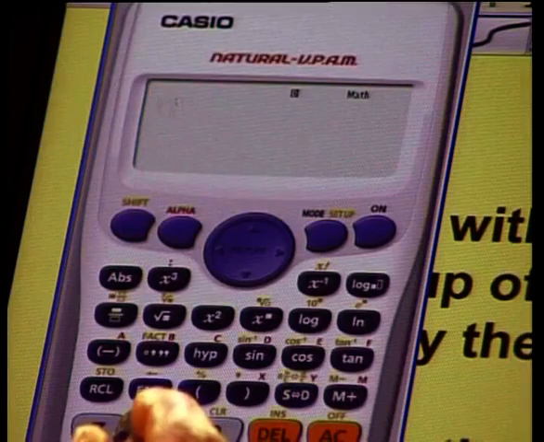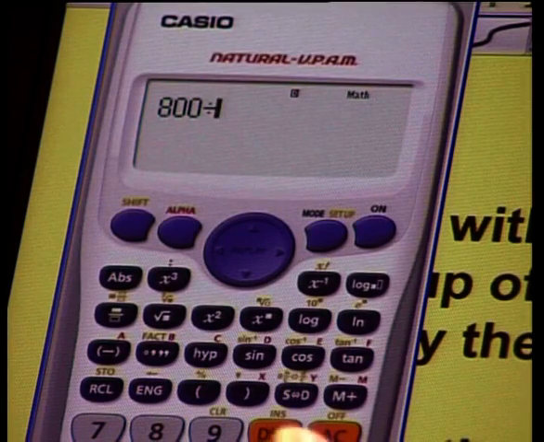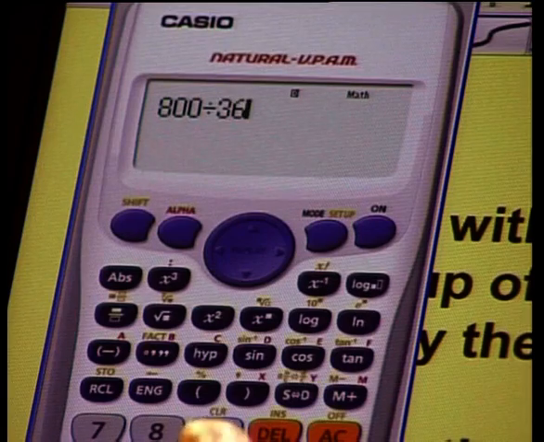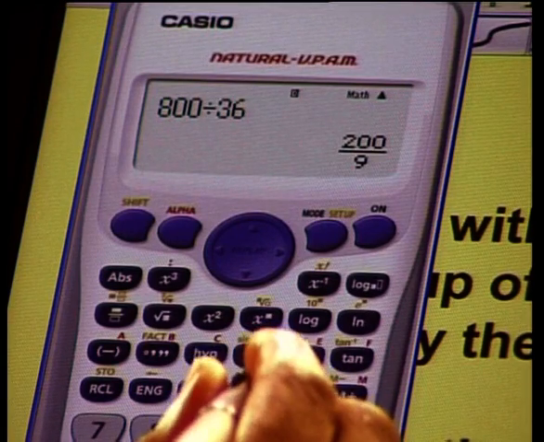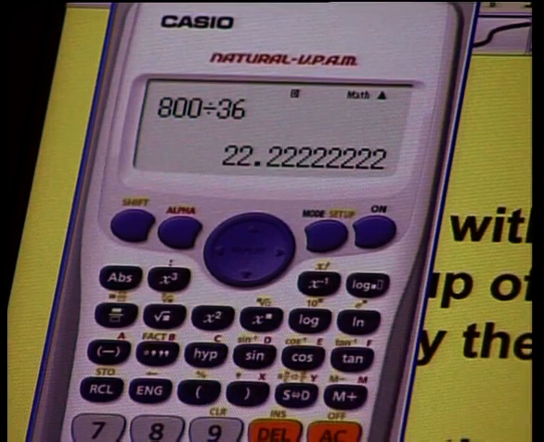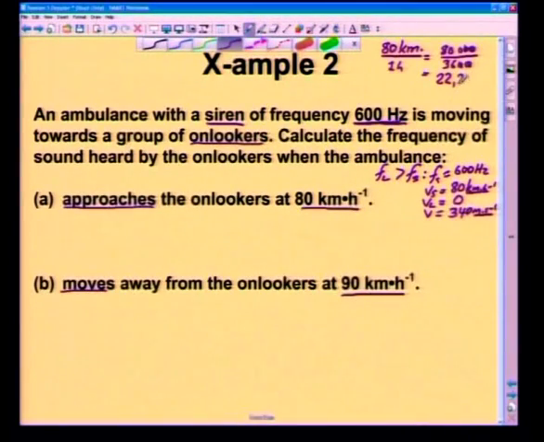So we need a calculator to quickly get the conversion here. It's going to be 800 divided by 36, and that will be 22.2 meters per second. So that is the velocity for 80 kilometers per hour. We can also quickly do the other conversion here because we're going to use it as well.